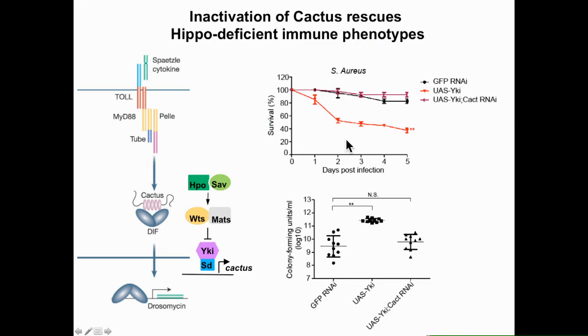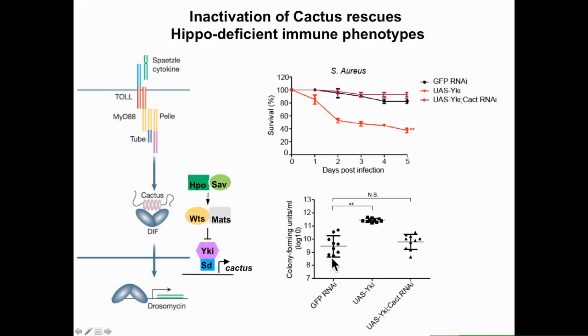So indeed, that's the case. If you take, for example, flies which overexpress Yorkie in the fat body, but you also knock down the expression of cactus, while the overexpression of Yorkie alone leads to a sensitivity, you can completely rescue that phenotype by simultaneously knocking down cactus expression. And you can show this similarly with a different assay in which you can simply measure the bacterial load in such flies.